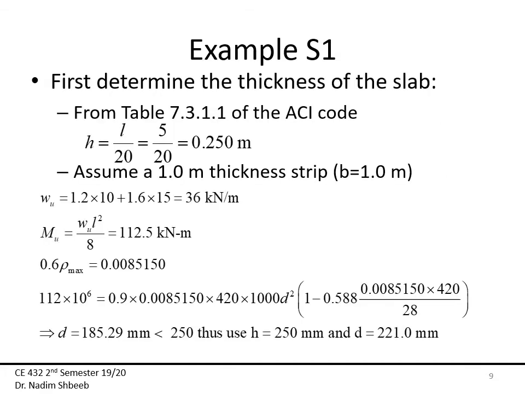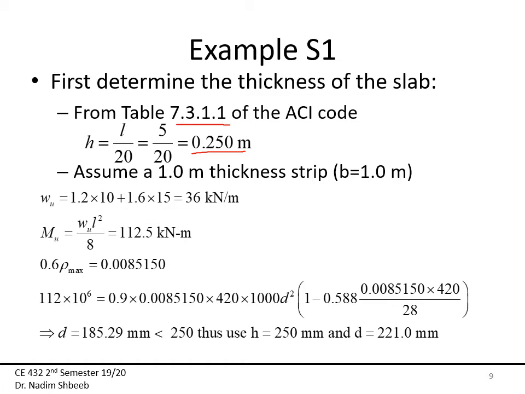So first off, I really need to find what my thickness is, and for that I'm going to use the table that we talked about in the serviceability. Since I have a simple solid span, then it's going to be L over 20, with L being 5 meters over 20, so my minimum thickness for deflection control must be 250 millimeters.